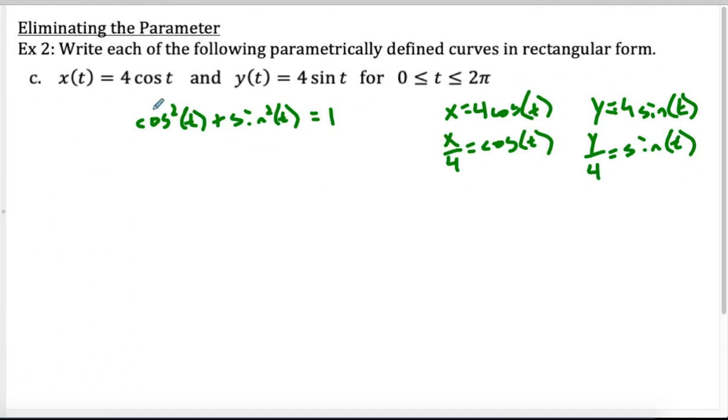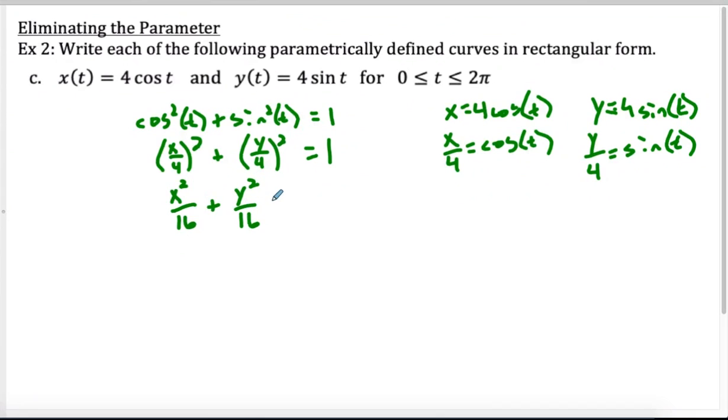What we can do is replace cosine of t with x over 4. So this would actually become x over 4 squared plus y over 4 squared equals 1. Now, if I square everything, I would have x squared over 16 plus y squared over 16 equals 1. And I could finish by multiplying everything by 16. If I multiply both of these fractions by 16, the 16s would cancel out, and I would just get x squared plus y squared, and then over here, 1 times 16 is 16.